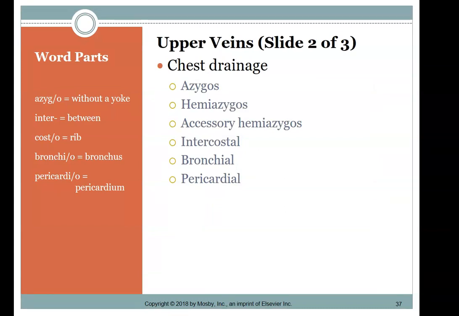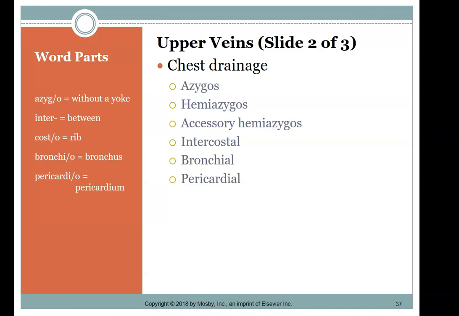The azygos vein drains blood from the organs and tissues of the thoracic cavity on the right. The hemiazygos and the accessory hemiazygos vein drain blood from the organs and tissues of the thoracic cavity on the left. The intercostal vein drains blood from the area of the ribs, the bronchial veins from the bronchi, and the pericardial vein from the sac surrounding the heart. All drain back into the superior vena cava through the brachiocephalic vein.